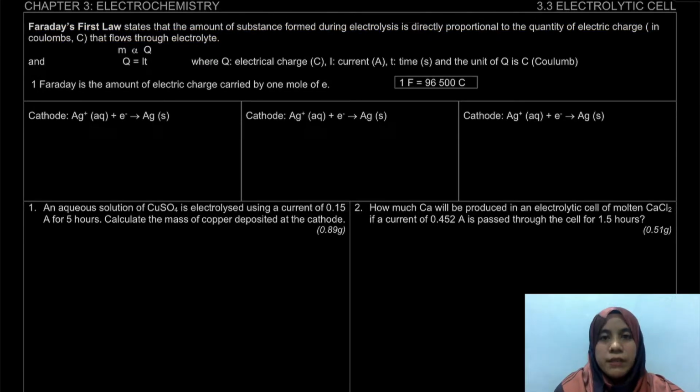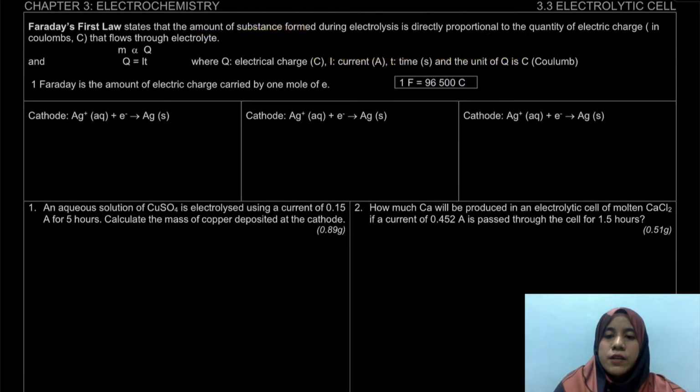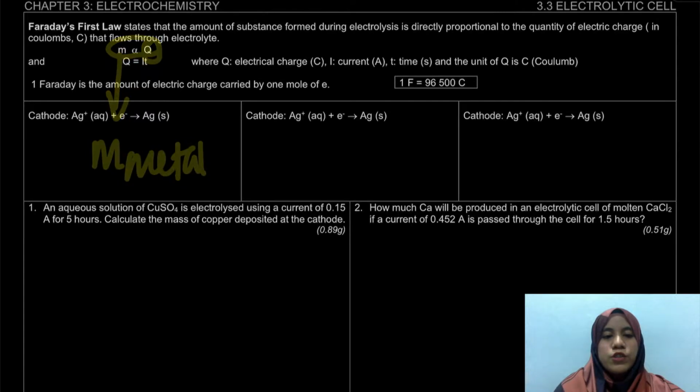Based on the examples, later on we're going to look at a few of them. The amount of substance formed is usually the mass of metal formed during the electrolysis, and it is directly proportional to the quantity of electric charge. So that's why here we have M is directly proportional to Q. M is the mass of your metal and Q is your electric charge.